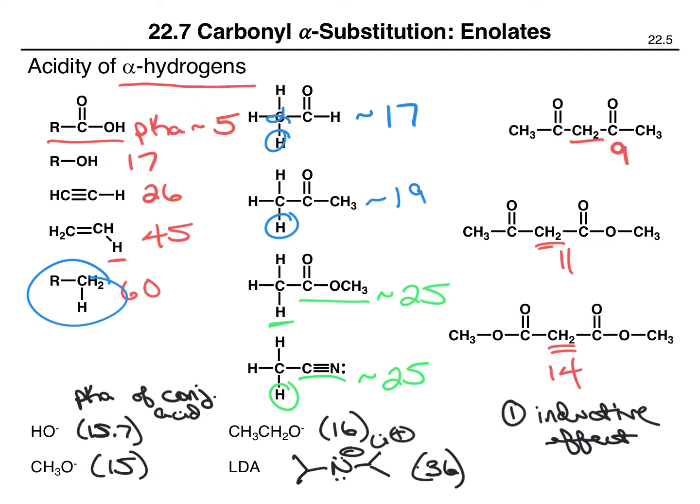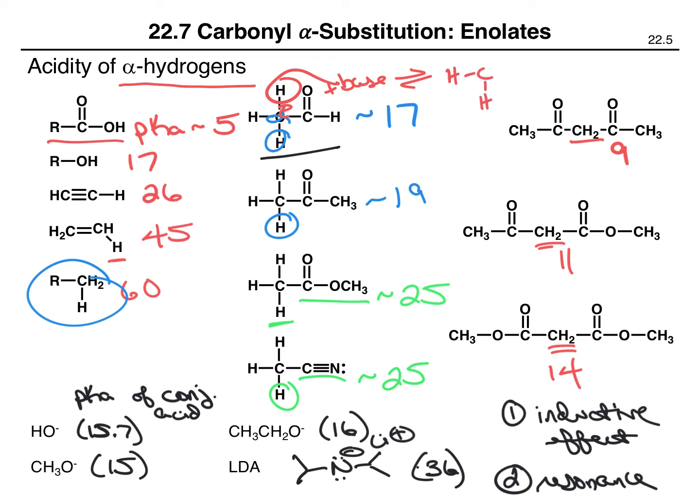The other important factor that accounts for the increased acidity of alpha hydrogens is resonance. Let's take a look at this aldehyde, for example. If this reacts with a base, then the base will pull off one of these protons, put these electrons onto the carbon, and we get this enolate.